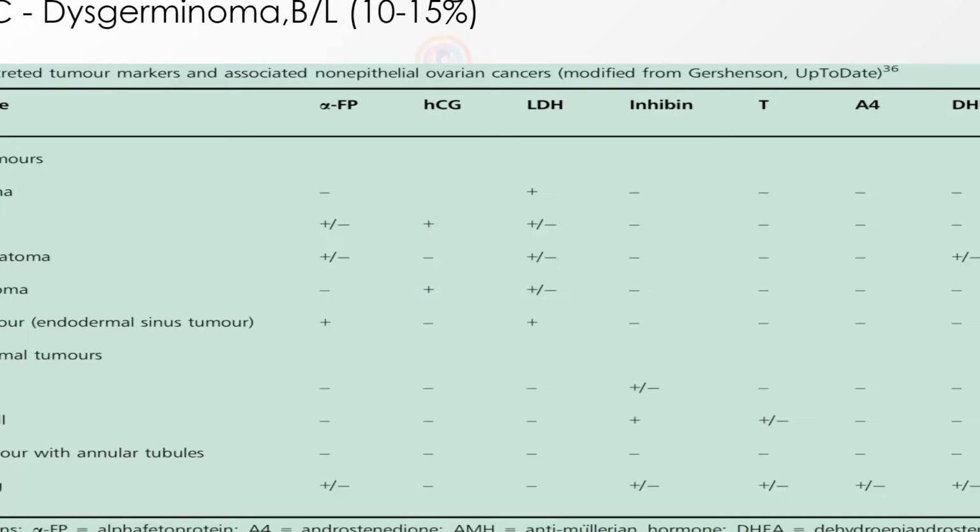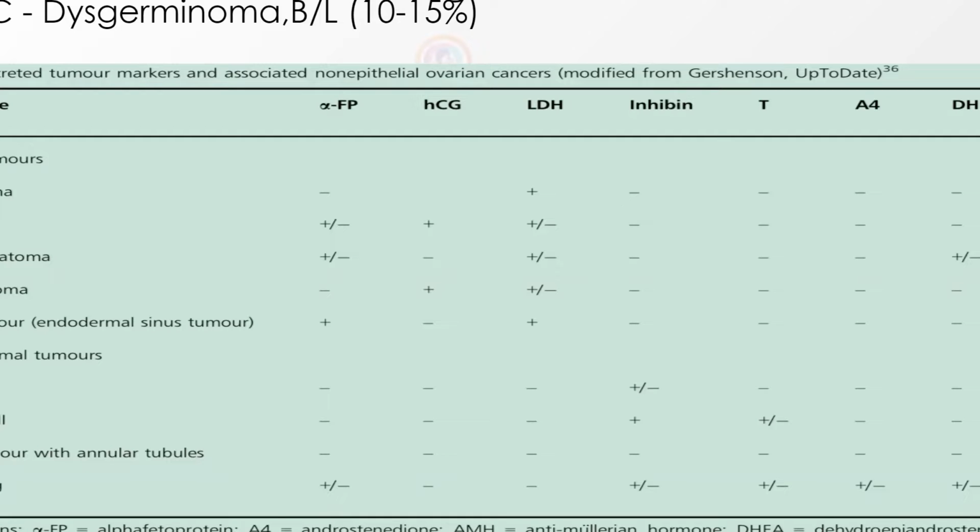Now coming to germ cell tumors, the most common germ cell tumor is dysgerminoma. And in germ cell tumor, you need to remember what is the associated tumor marker, or which tumor marker is elevated in the particular germ cell tumor. So in case of dysgerminoma, you have LDH elevated. In embryonal, you have HCG.